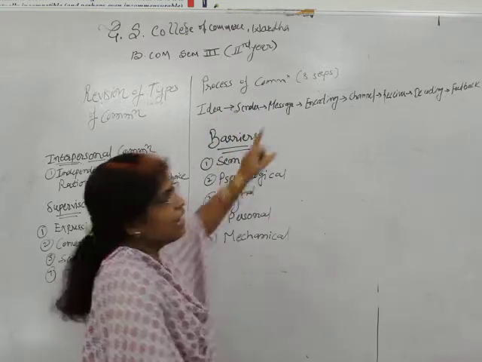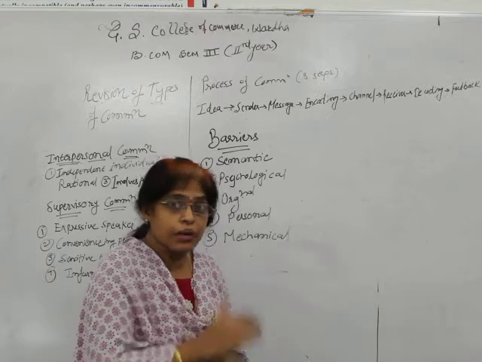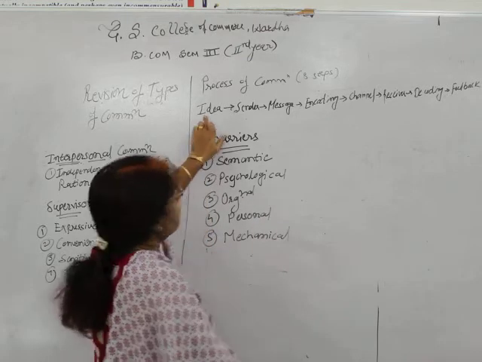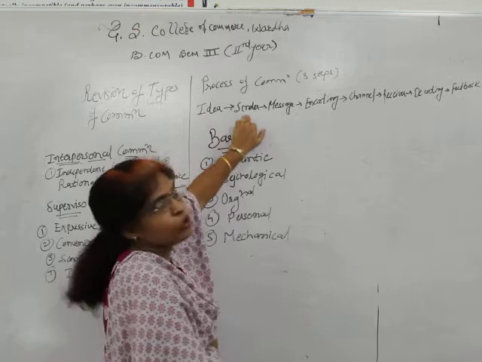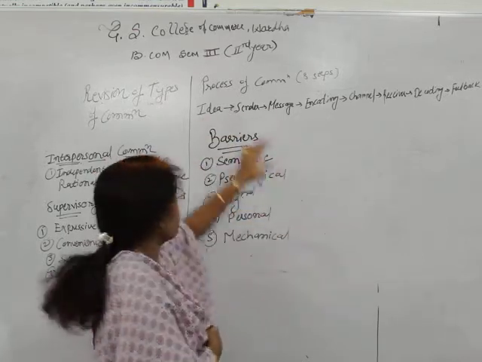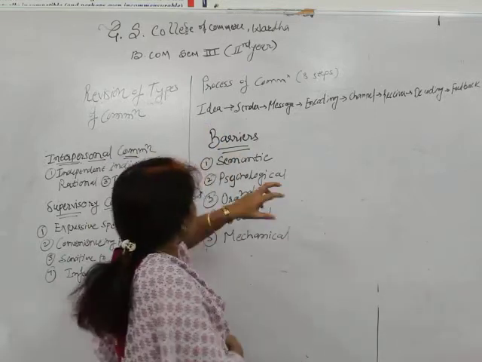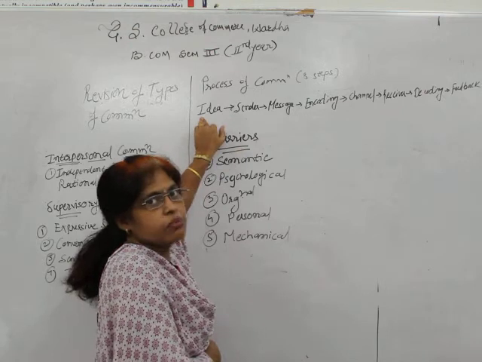So what are the essential steps involved in the process of communication? There are 8 steps. Why are we calling them steps? Because unless we complete the first, you cannot come to the next, and that is why it is a step by step process.